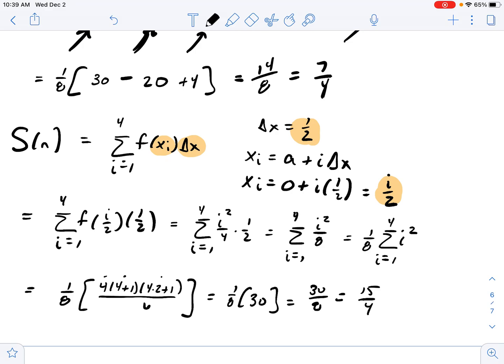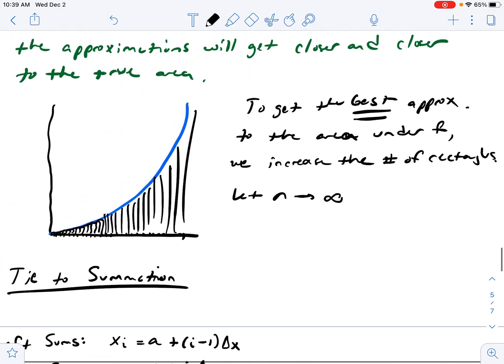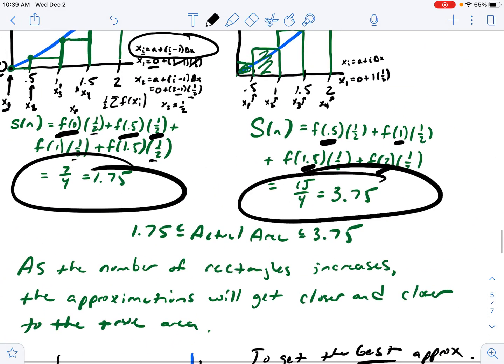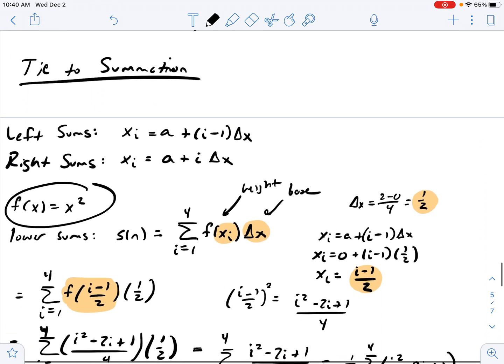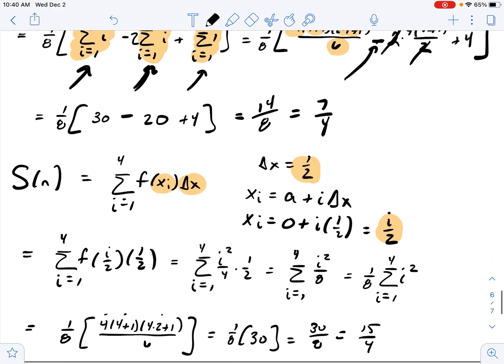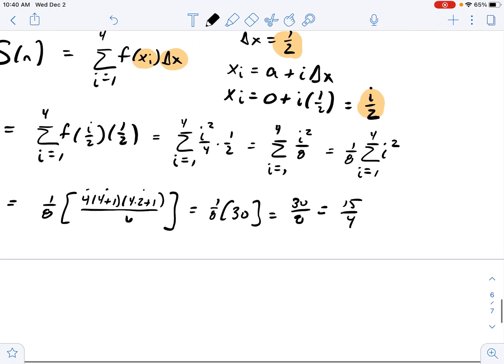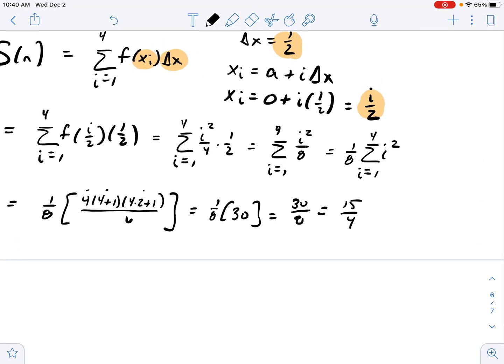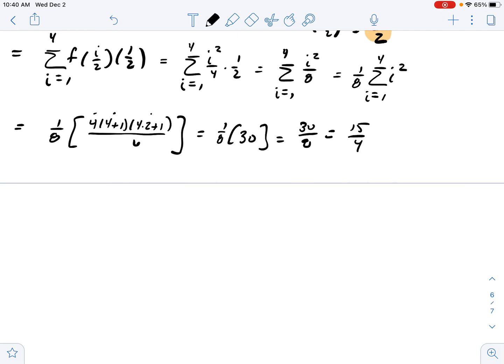So we're looking at 30 over 8, which is the same as 15 over 4, which is the same thing we got back up here when we did it out the longer way, by drawing it and computing those values. Okay, so this stuff all works.